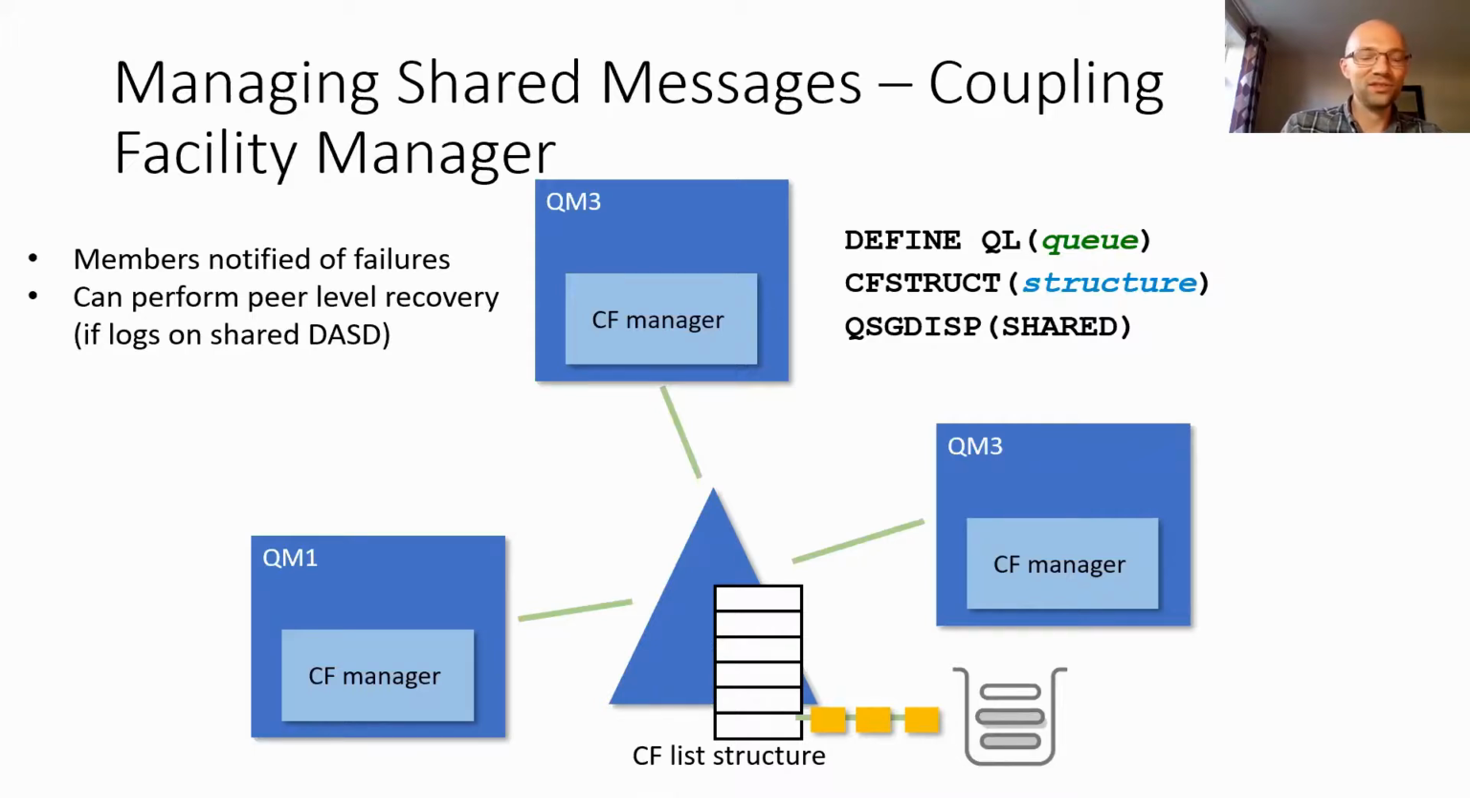So if we had a transaction that was in flight, for example, that had got a couple of messages from a shared queue, and then the queue manager went away before completing that transaction, then one of the other remaining 2 members would be able to roll back that unit of work, or at least roll back the messages that were moved by that unit of work by the failed queue manager, roll back those messages on the shared queue. That's made possible by the fact that the coupling facility notifies other members of any failures, and that everybody is able to see that shared queue and make updates to messages on that queue.